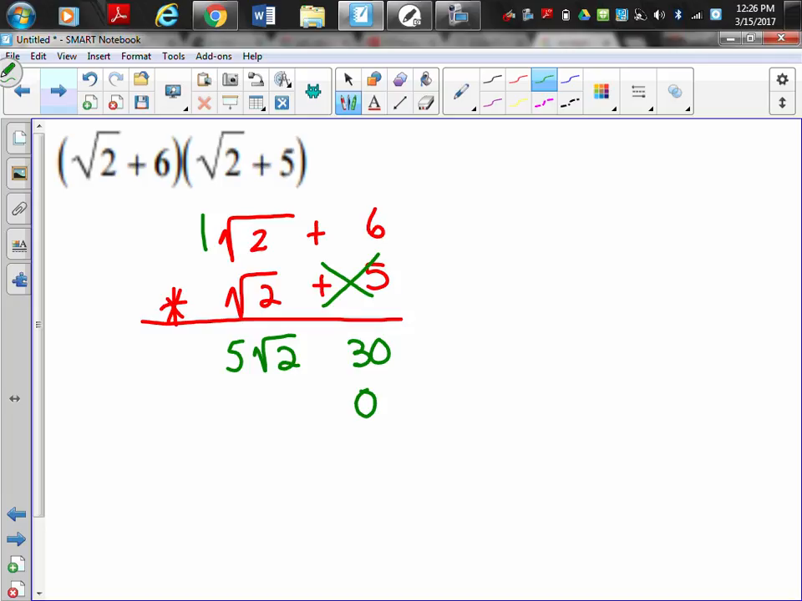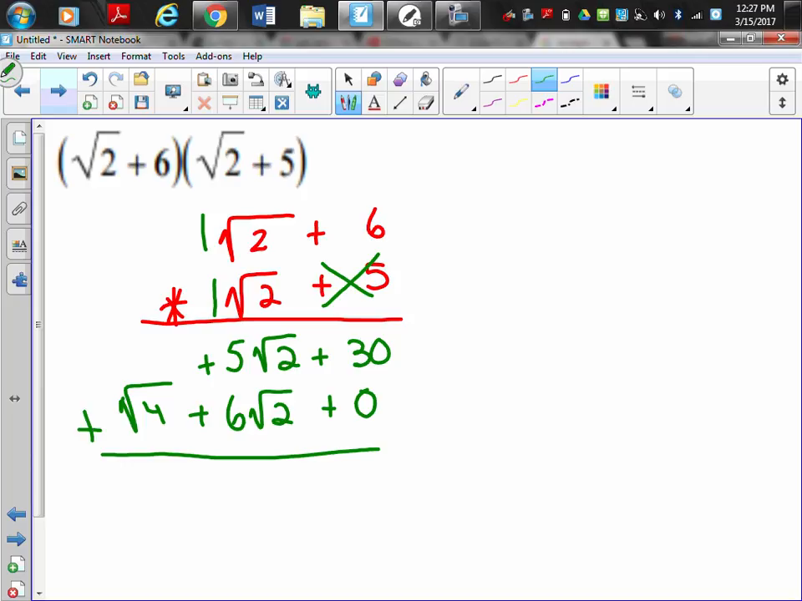What number is in front of this square root of 2? 1. So 1 times 6, 6 square root of 2. Square root of 1 times 1, 1. Square root of 2 times square root of 2, 2 times 2. Then we add them. 30 plus 0, 5 plus 6, 11.